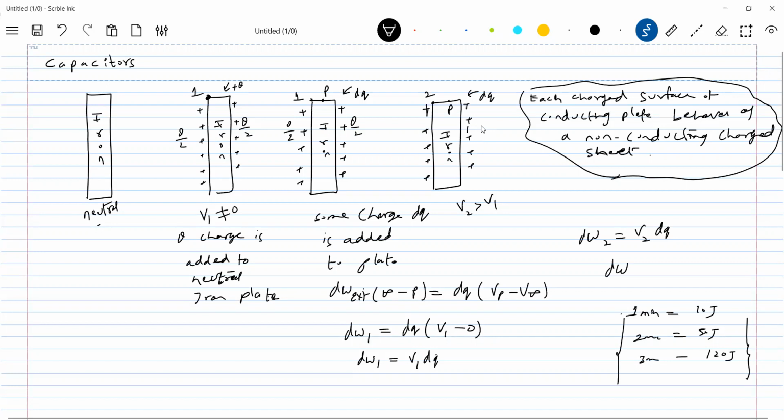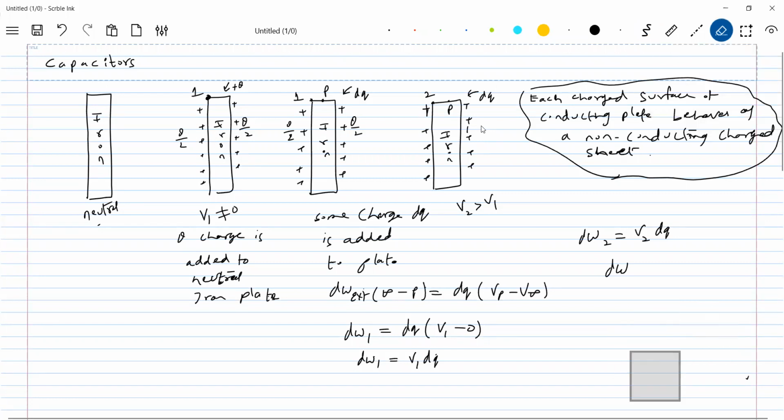So this is the problem. The amount of charge I'm adding is the same, but what happens? The amount of work I do keeps on increasing for the same amount of charge I'll be adding. So with this, what I can say now is V2 greater than V1, dW2 greater than dW1, but the same charge I'll be adding every time.